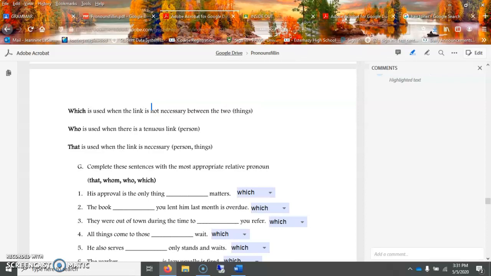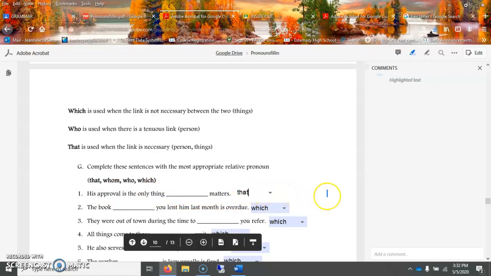So let's do a couple examples of completing these sentences with the most appropriate relative pronouns. And again, we like to think that we know which form we would use, but let's test our knowledge here. The examples that we can use are that, who or whom, and which. Okay? So, his approval is the only thing blank matters. It might be common to say that his approval is the only thing which matters, but if the link is really important, and in this case it is, we would use that.